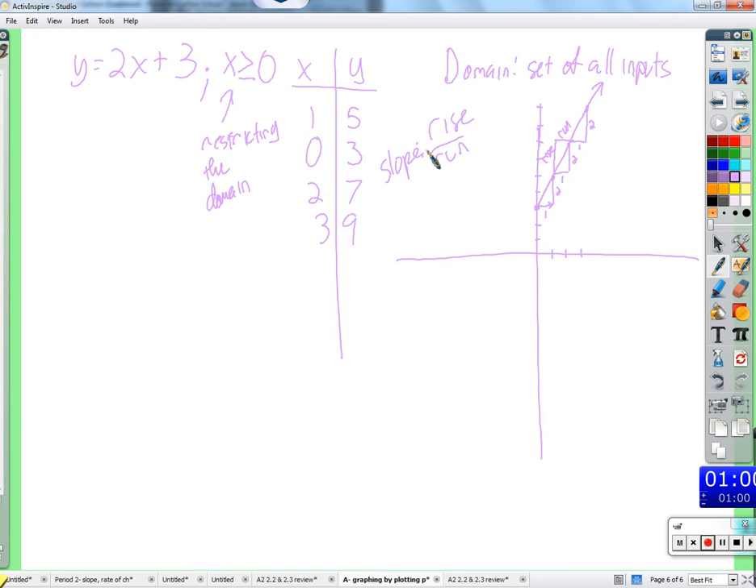We notice that every time we put in the next x value, 1, 2, 3, 4, 5, 6, 7, 8, we just get the next multiple of 2, because we multiply by 2. So we just keep moving in the y direction, we keep moving up 2. Over 1, up 2. Up 2, over 1. It's all the same thing.